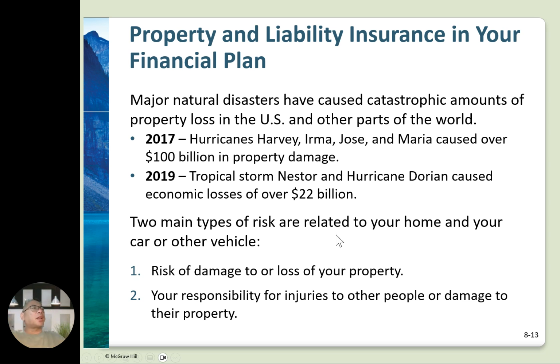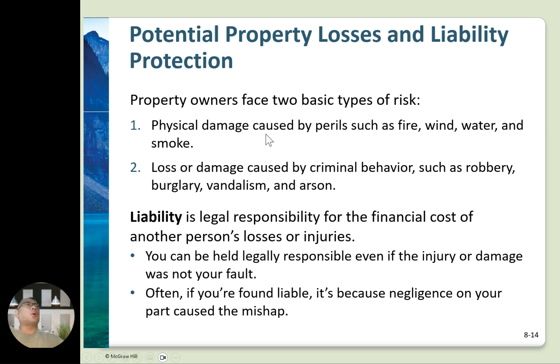There are two main types of risks that relate to your home, your car, and other vehicles. Number one, the risk of damage to or loss of your property. Number two, your responsibility for injuries of other people or damage to their property. Property owners face two basic types of risks. Number one, physical damage, such as fire, wind, water, and smoke. Number two, loss or damage because of criminal behavior such as robbery, burglary, vandalism, and arson. This is the most common one.